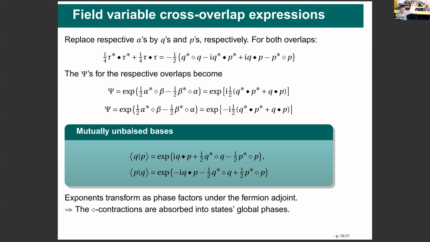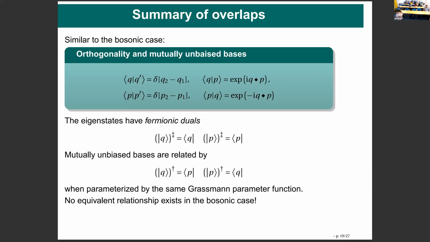In the cross-overlap case, you do the same substitutions. Okay, this is all the detail for you to work it out, and you get this thing. Now, all these terms transform like phase factors. So if I would do fermionic adjoints, all that happens is they change sign. And this is an indication that these two bases are mutually unbiased. And this is what you expect, analogous to the bosonic case.